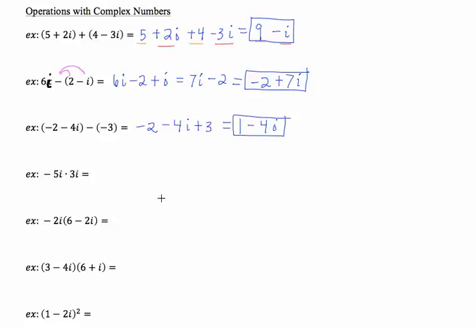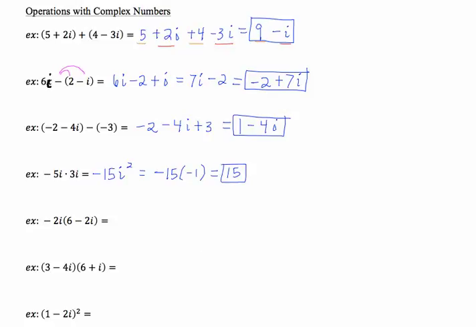Now let's look at multiplying two complex numbers. Okay, in this first example we have negative 5i times 3i. You're doing math the exact same way you would if it was x's. The only difference is, well, you'll see when we do this one. We can multiply the negative 5 times the 3 to give us negative 15. And i times i gives us i squared. So this is the only difference: i squared is equal to negative 1. So in this case we have negative 15 times negative 1, which then simplifies to positive 15.